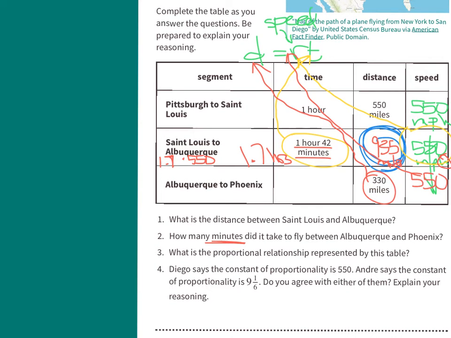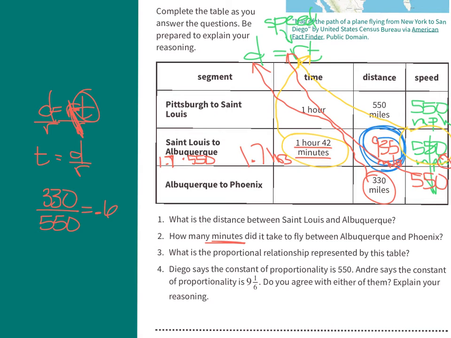I know distance equals rate times time. Well, I want to get time all by itself. If you think back to 6th grade, to get rid of multiplication in an equation, we divide by the rate. So the r's are going to cancel out. Time just equals my distance divided by my rate, or my speed. I know my distance is 330, and I know my speed or my rate is 550. So I'm just going to divide those two. 330 divided by 550 equals 0.6.